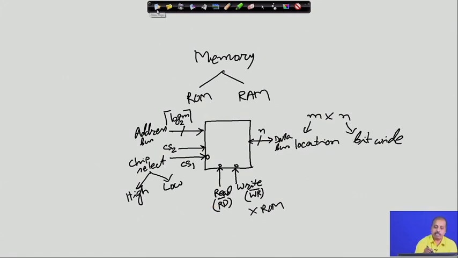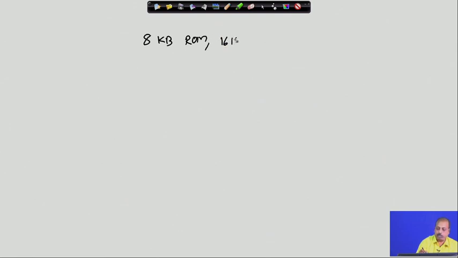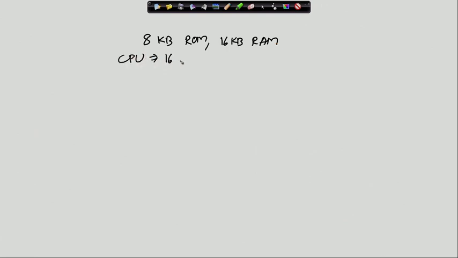So, let us take an example and see how this can be utilized in connecting some memory chips to a processor. We take an example where I need to connect 8 kilobyte of ROM and 16 kilobyte of RAM to a system with a CPU that has a 16-bit address bus. A 16-bit address bus means the addresses can go from 0 to 64K, so I can connect 64K space of memory to the processor.